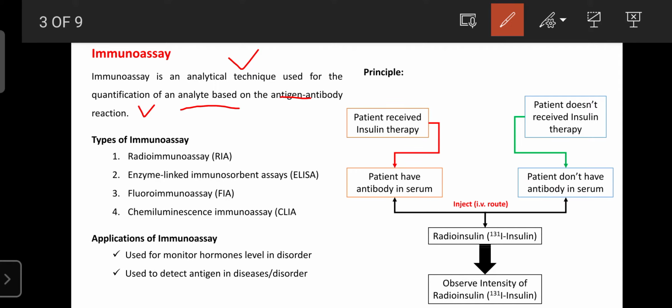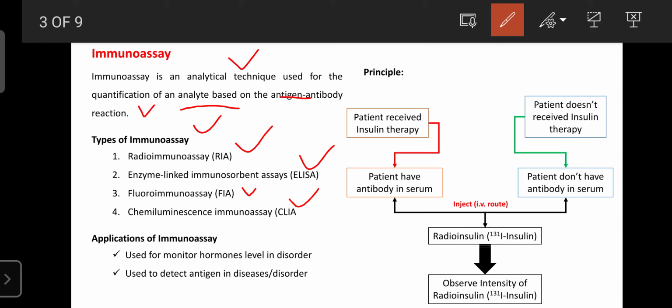Okay, regarding the types of immunoassay, it is mainly classified into 4 types. That is the radioimmunoassay, also written as RIA. Then enzyme linked immunosorbent assay, commonly known as ELISA. Then fluoroimmunoassay, written as FIA. Then chemiluminescence immunoassay, written as CLIA. So these are the different types of immunoassay.